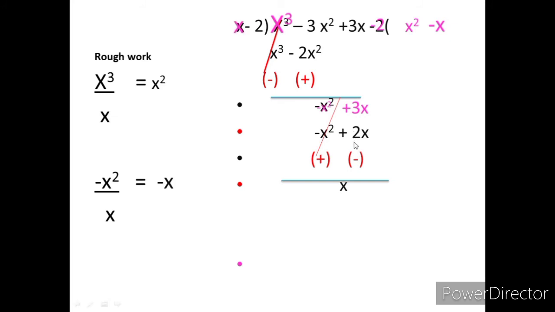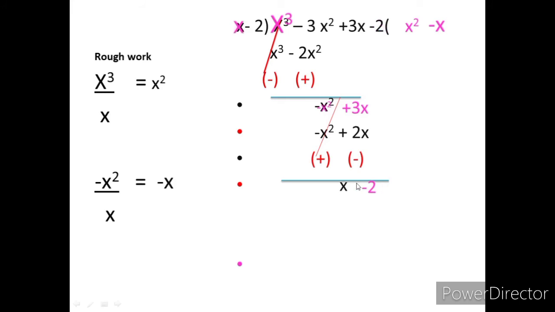Then what I have to do? Just you have to carry forward the last digit. It is nothing but minus 2. So I have to bring down this minus 2 here. You see how this minus 2 brings down to here. You see here? Yes.